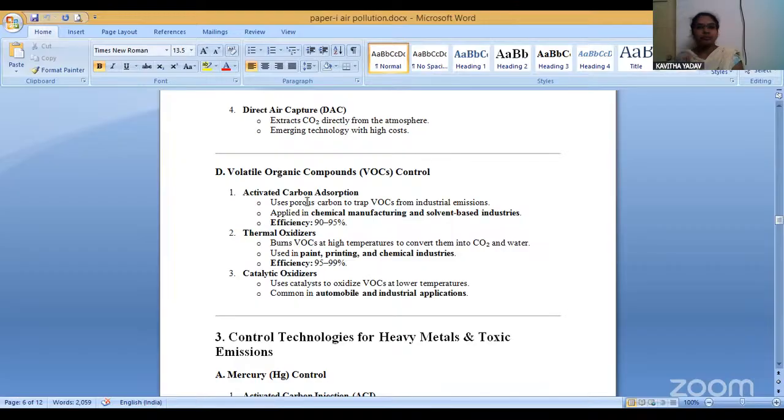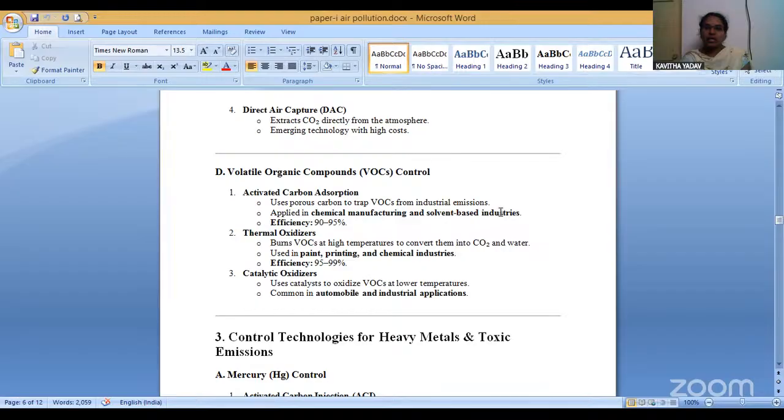It uses carbon to trap the volatile organic compounds from industrial emissions. This activated carbon adsorption method is applied in chemical manufacturing and solvent-based industries. The efficiency of this one is up to 90 to 95%. That is a very good thing.